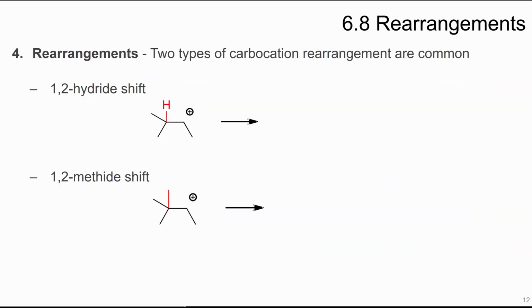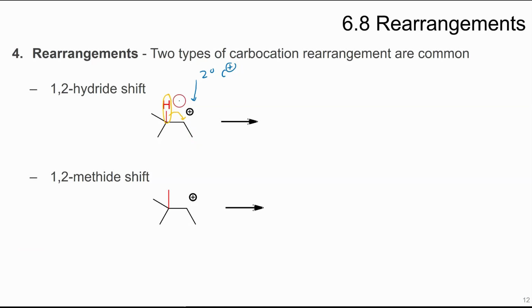So there's 2 types of carbocation rearrangements that are common. There's a 1,2 hydride shift. So what happens there is this hydrogen shifts over to this carbon. So this whole group moves over. That is a secondary carbocation. And again, the carbocation is a carbon that's bonded to 2 other carbons. So that one's relatively stable.